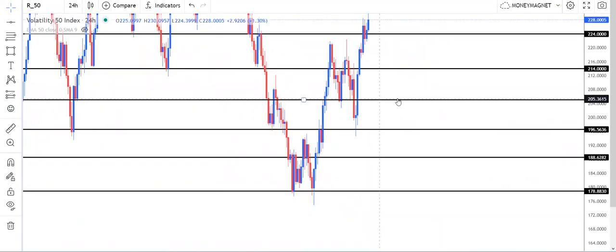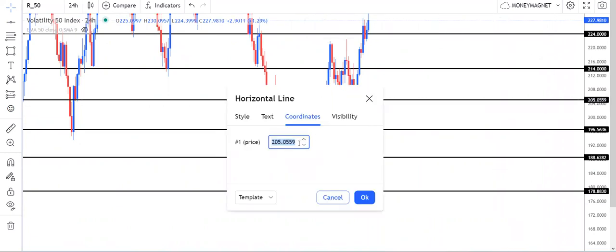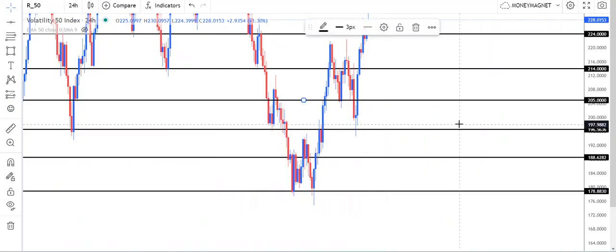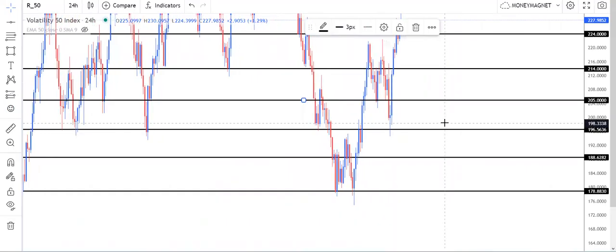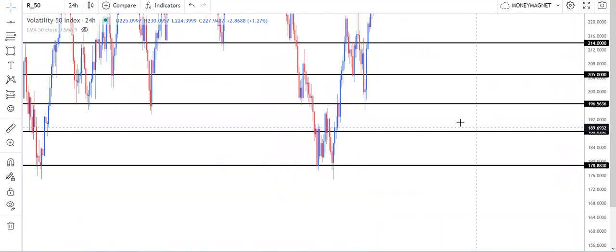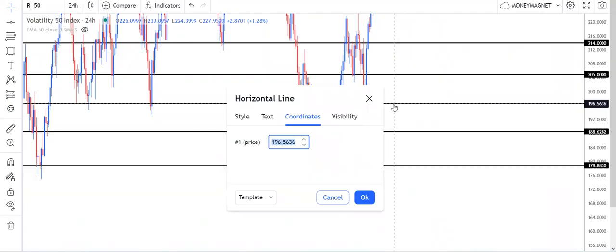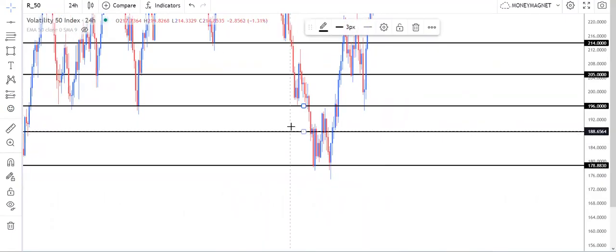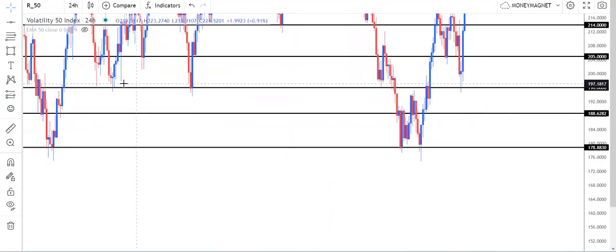Yeah, and let's change this to 205. So that's it. And then this we could use 196, a psychological round number. Yeah, that looks perfect also.